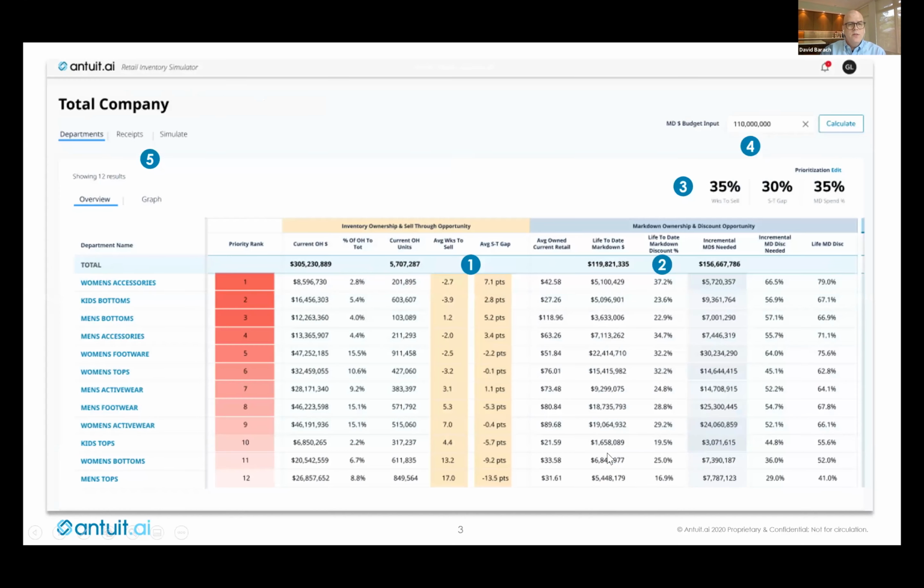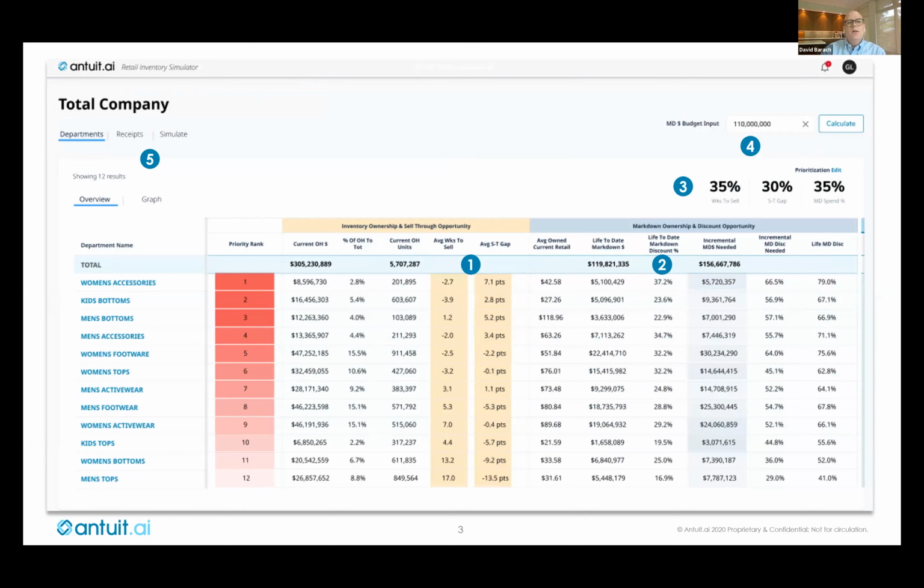So the inventory simulator, which I'm showing a front page of here, provides key information at a glance. This screen shows the inventory ownership priority ranked against the key measures of inventory liability as of a set of store reopening dates.